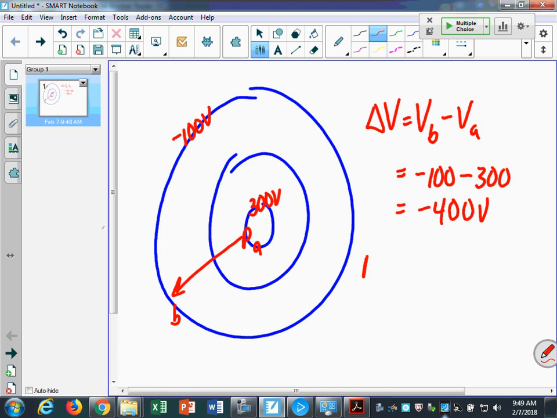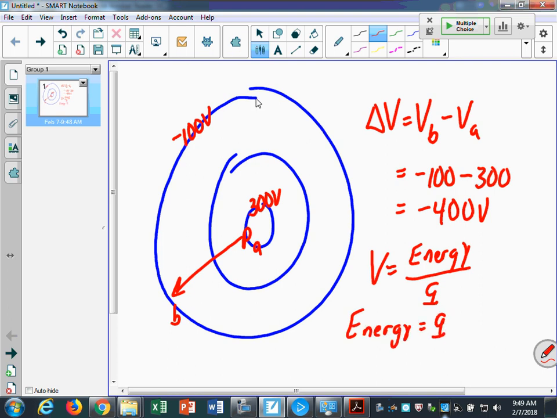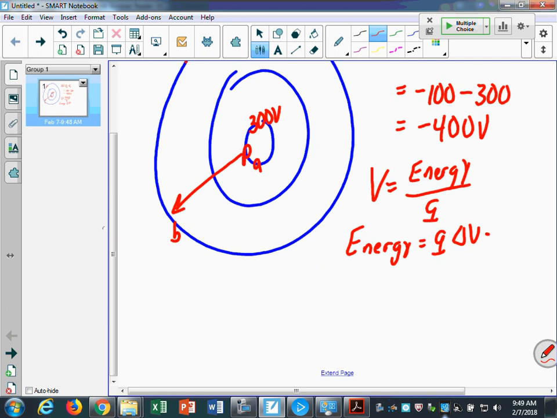Now, I know that voltage or potential is energy per charge. And so if I want to know the energy that this object gains, it's going to be equal to q times delta V. Now if I have a proton, and by the way, this particle is gaining kinetic energy because it's like a ball rolling downhill. And so it speeds up as it moves from 300 to minus 100 volts. And so this is going to be equal to 1/2 mv squared.